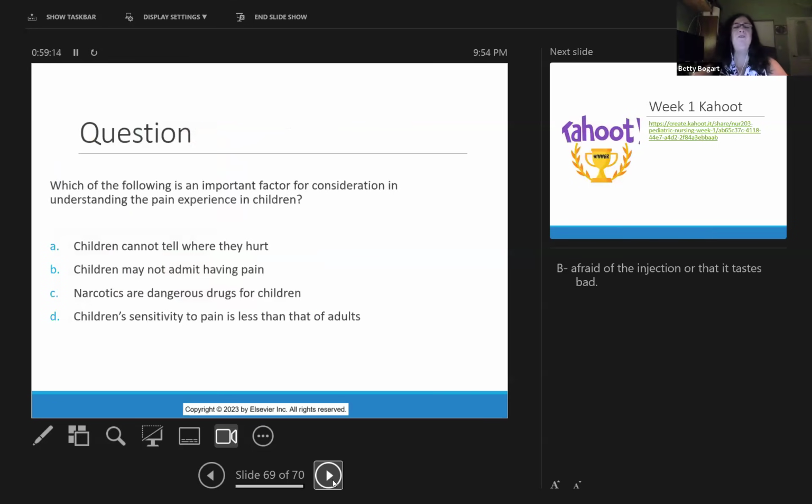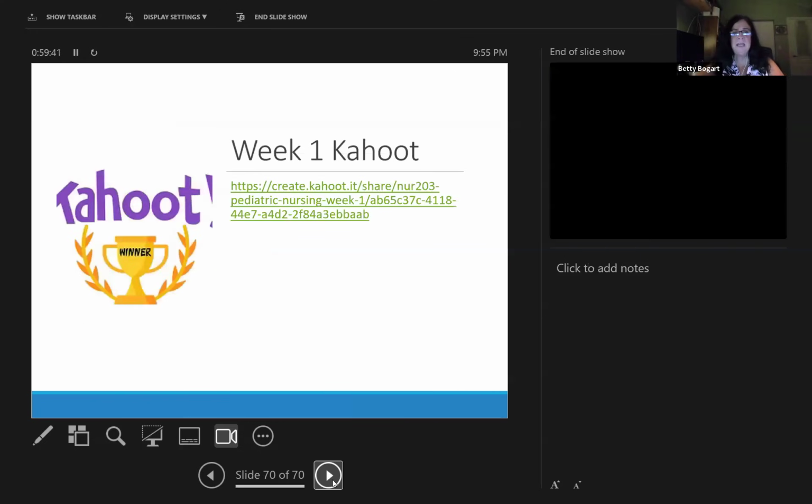So, which of the following is an important factor for consideration in understanding the pain experience in children? B. They're not going to admit. And why? They don't. It could be the father telling them they shouldn't have pain, so be quiet. Or it could be they don't want that liquid, they don't like the taste, or they don't want the needle, right? So let's go ahead and let's do our first Kahoot.